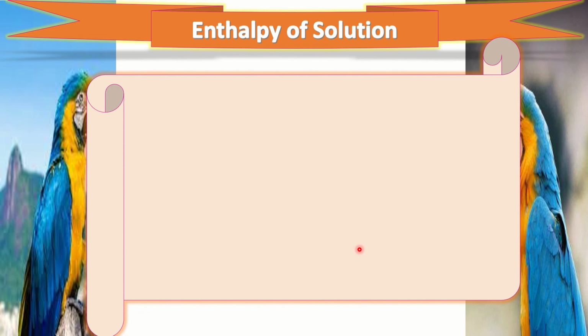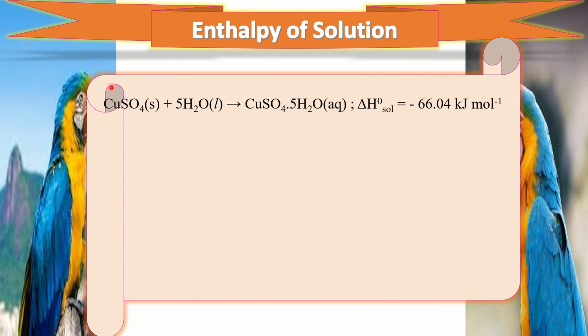Now look here, copper sulfate. It is anhydrous copper sulfate. When anhydrous copper sulfate is added into water, then at first 1 mole of copper sulfate reacts with 5 mole of water and makes hydrated copper sulfate, that means blue vitriol. And when this dissolution process occurs, then minus 66.04 kilojoule heat energy is produced. Why? Because here the copper sulfate and water react with each other and make hydrated copper sulfate. This is a hydration reaction because here the molecule is associated with water. So here a chemical reaction occurs, so the dissolution process will be an exothermic process.